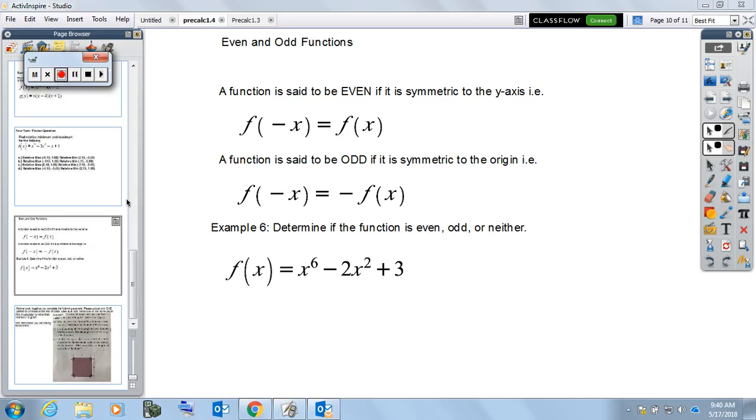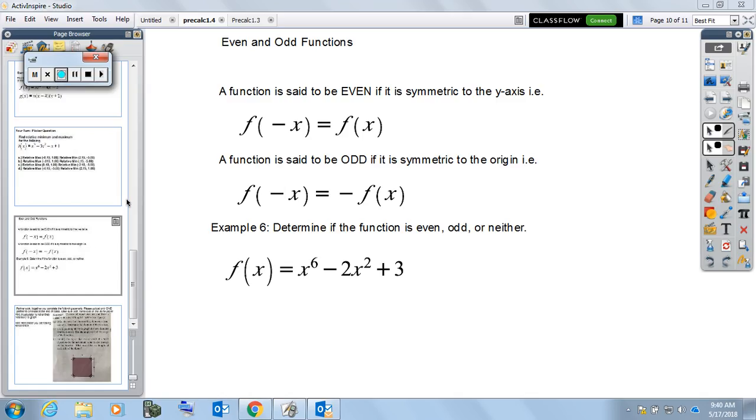Alright, ladies and gentlemen, so in this brief video we're going to start looking into even and odd functions. Quick definition of them, and then how do we actually determine if a function is going to be even or odd or not. When we classify a function as an even function, what that means is that it has symmetry about the y-axis.